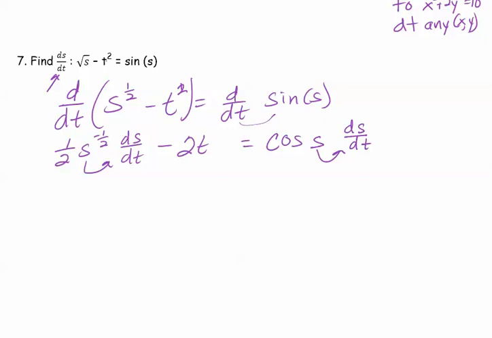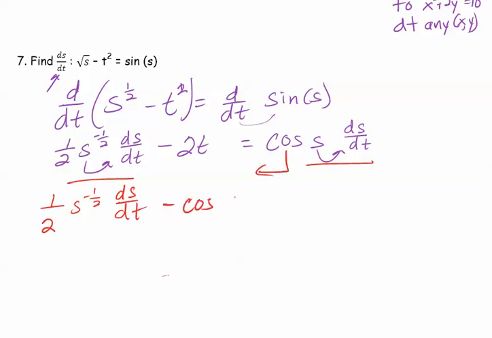So here for the first time we have two terms that have ds dt. So let's put them on the same side of the equation. And you could write this as a square root of s in the denominator. Sorry, that's a 2. We're putting these two terms together. Move the cosine to this side so the two terms that have the ds dt will be able to factor it as a GCF. So we're going to add the 2t to the other side.